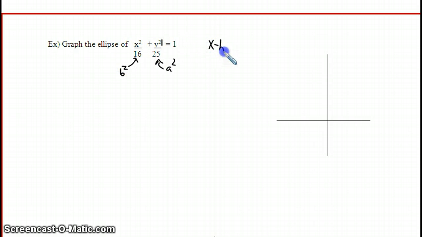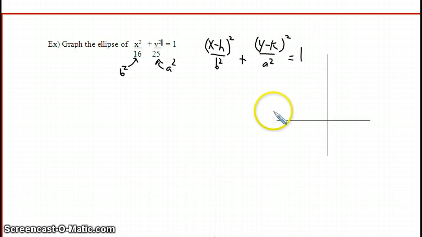It's the x minus the h quantity squared over the b squared plus the y minus the k value squared over the a squared is equal to 1. So when your a value is underneath the y, that means that it's elongated vertically.